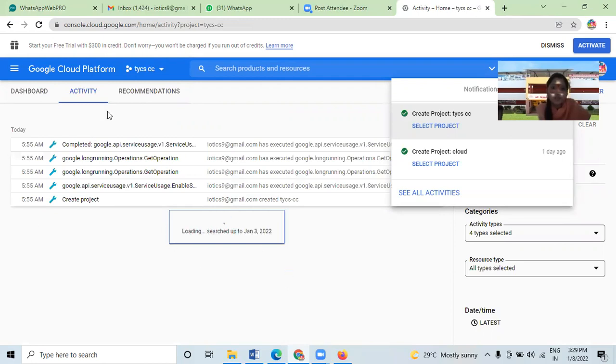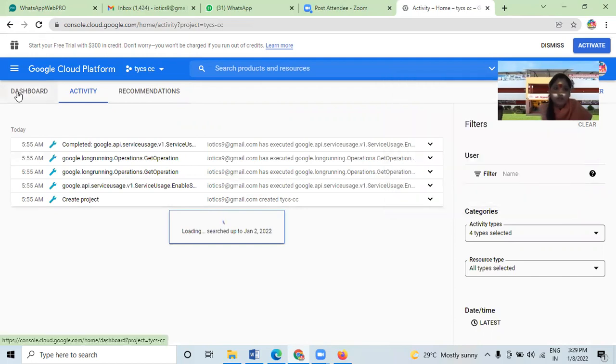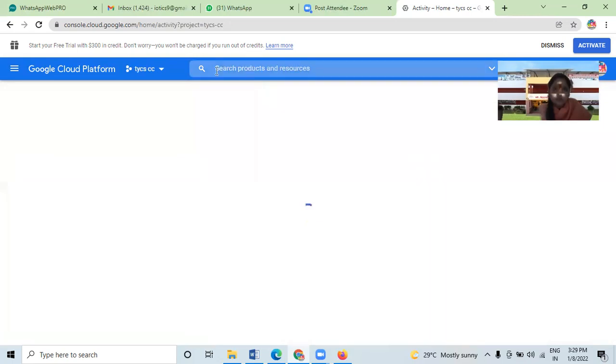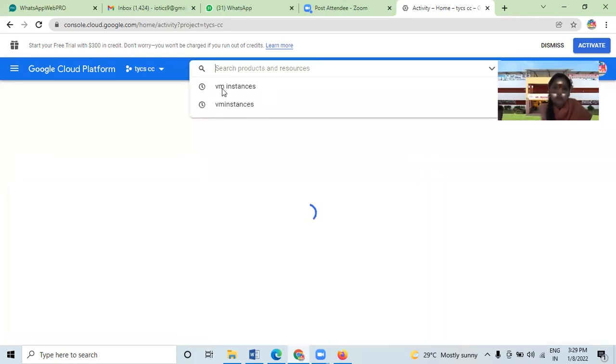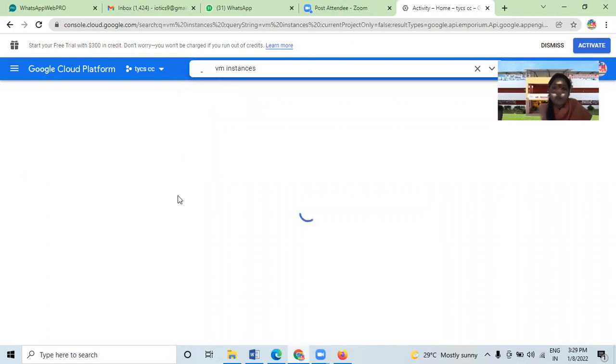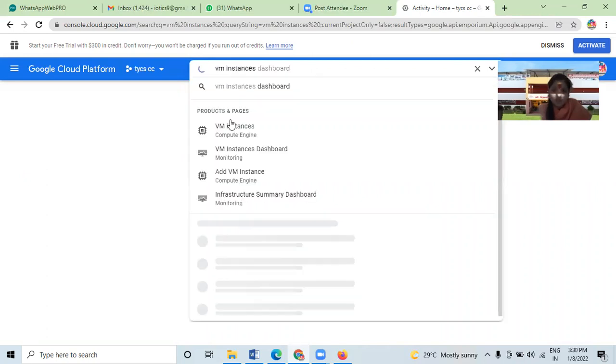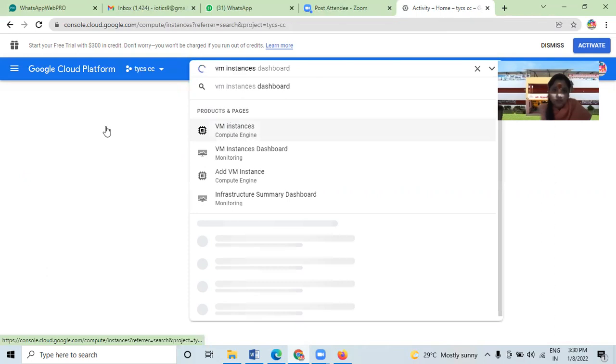So login to your mail, and check TYCS. My project has been created. Then here there is a dashboard, then activities, whatever you want you can do through this. Okay, so here you can see the VM instance, that is, virtual machine instance. So you can create this also through this project only, right? So all our activities are there.